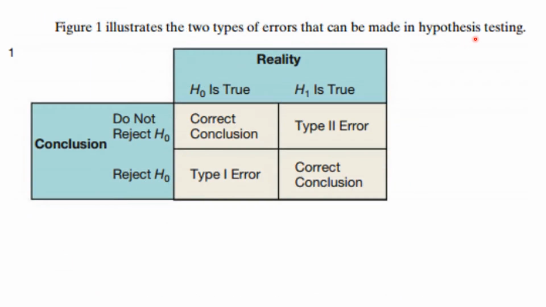Now there are two kinds of errors that you can make in hypothesis testing. In the real world, the state of nature is H0 could be true, or H1 could be true, not both. And your conclusion is to reject H0 or do not reject H0. Now, if H0 is true and you do not reject it, that's a correct conclusion. But if H1 is true and you do not reject H0, that's called a type 2 error. An easier error to understand is what happens if H0 is true and you reject H0, that's called a type 1 error. If you reject H0 and H1 is true, it's a correct conclusion. So you can have a type 1 error or a type 2 error.